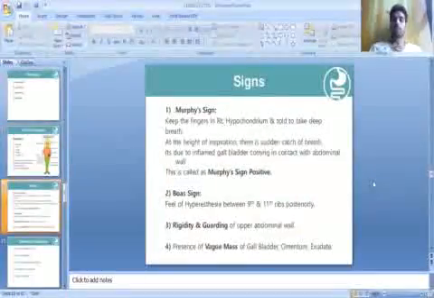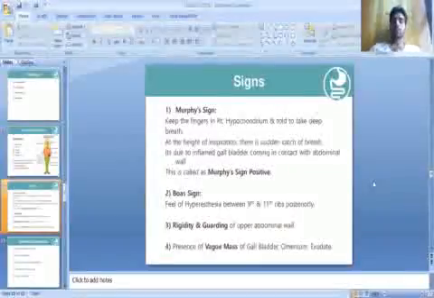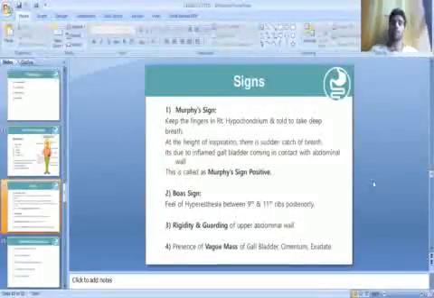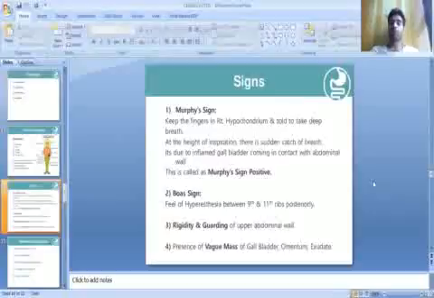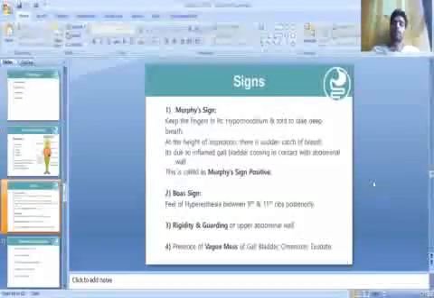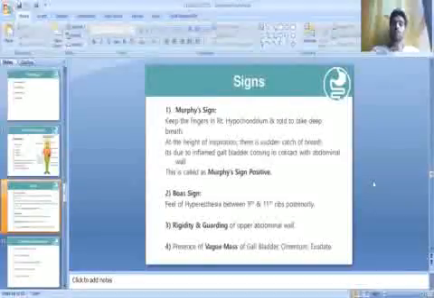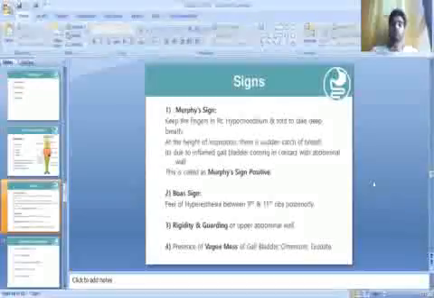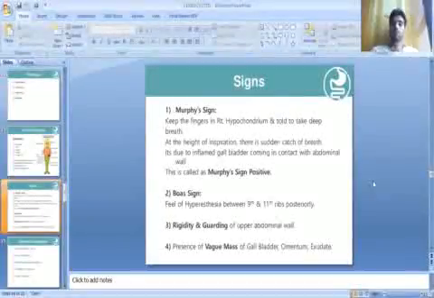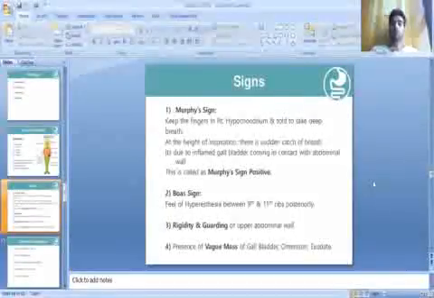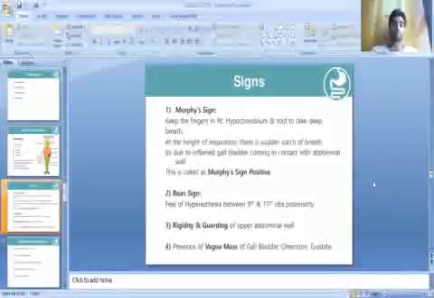Signs and symptoms. Murphy sign: keep the finger in the right hypochondrium and tell the patient to take a deep breath. At the height of inspiration, there is a sudden catch of breath. It is due to the inflamed gallbladder coming in contact with the abdominal wall. This is called Murphy sign.